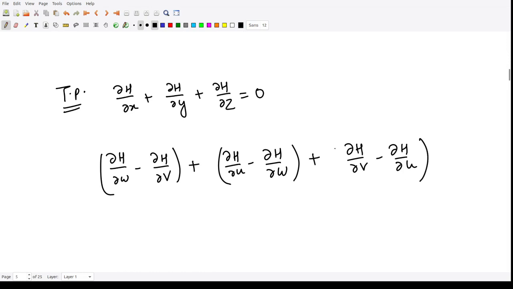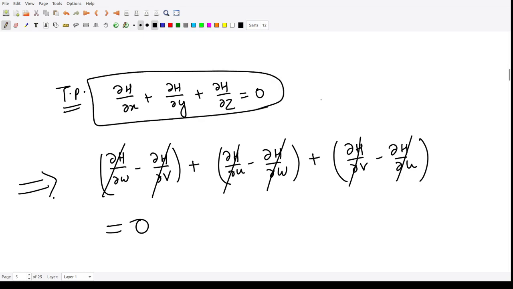So these are the terms. Now you see this term cancels with this one, this term cancels with this one, and the last term of u cancels with this one. So this is equal to 0. So we have proved that del h by del x plus del h by del y plus del h by del z is equal to 0.